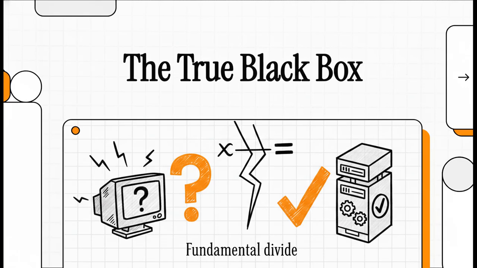Welcome to this explainer. We're going to dive straight in today because we are unpacking a fascinating and honestly, genuinely critical mathematical flaw that is sitting right at the very foundation of our modern digital infrastructure. We're looking at the fundamental divide between systems that guess and systems that actually know.